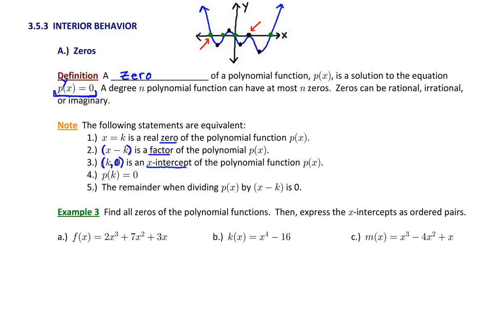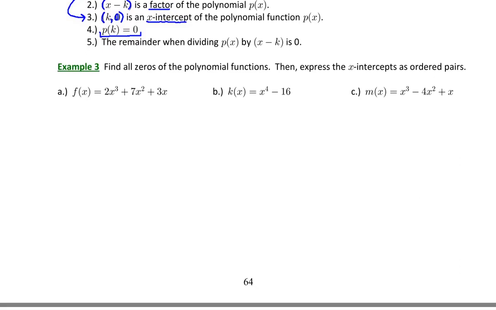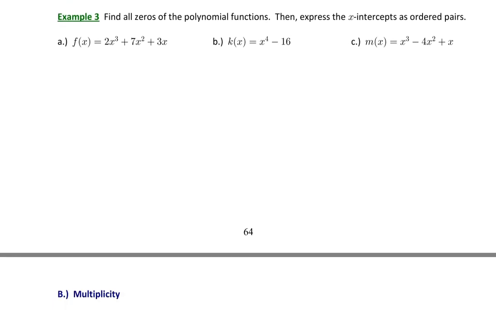So the zeros of the polynomial function coordinate with the x-intercepts of a polynomial function. And of course, this comes from setting our polynomial function equal to 0. That is, the function value is equal to 0. And as we learned from Unit 2, the remainder when dividing the polynomial p of x by x minus k is equal to 0. We saw that with our study of synthetic division. So let's begin by practicing finding the zeros of the polynomial function.